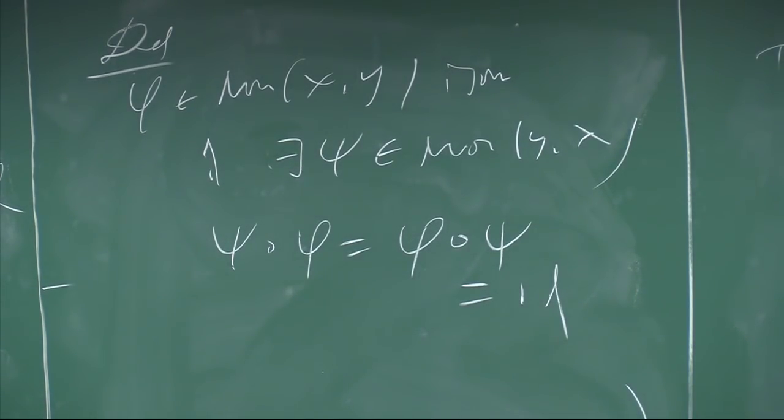And this is the list of examples of categories. You probably know this very well, but if you don't, think of why these are categories. Check the axioms.